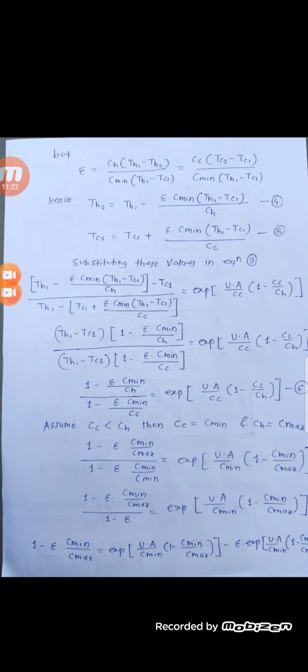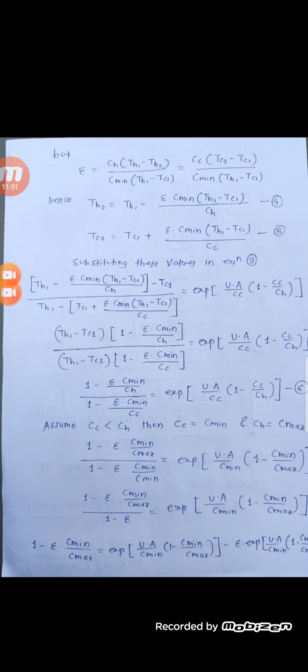So TH1 minus, we have to put that value of TC2. So what is the value of TC2? Put that value into this equation. So TH1 minus epsilon C minimum into bracket TH1 minus TC1 divided by CH. So this is the value of TH2. So this is the value of TH2 minus TC1.